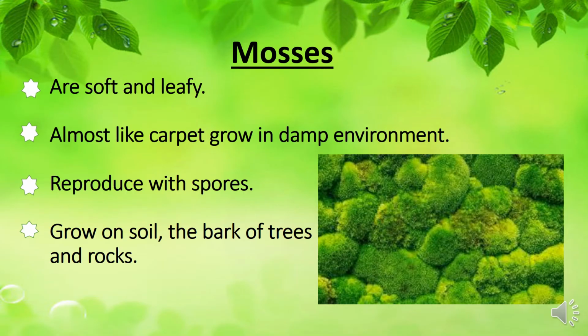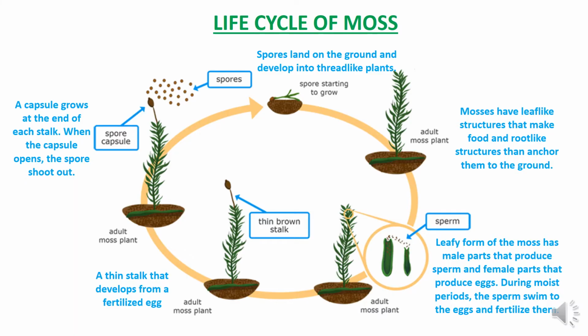Mosses are non-vascular plants that have small leaf-like structures, almost like a carpet, and grow in damp environments. They reproduce with spores and are most commonly seen covering the forest floor or the trunk of the trees. Now, let's talk about the life cycle of a moss plant.